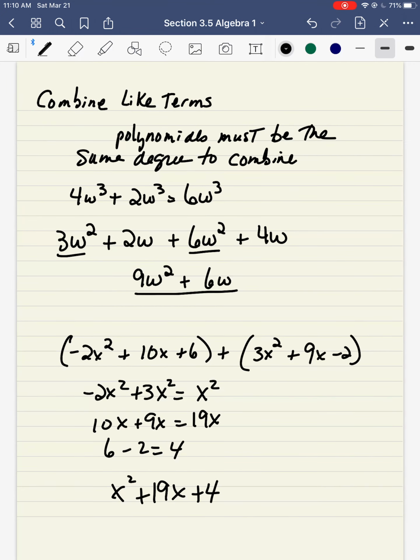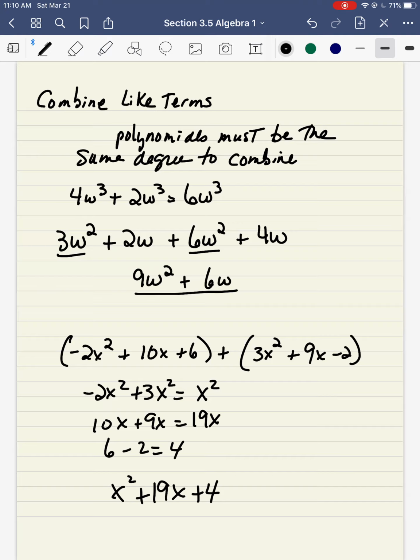When you're combining like terms for polynomials, they must be the same degree to combine. So 4w to the third plus 2w to the third, each one of those has a w to the third, so you add the coefficients and you keep the common exponent. So 4 and 2 is a 6, and still a w to the third. If I have 3w squared plus 2w plus 6w squared plus 4w, I have a 3w squared and a 6w squared, that makes a 9w squared, and I have a 2w and a 4w, that makes a 6w.